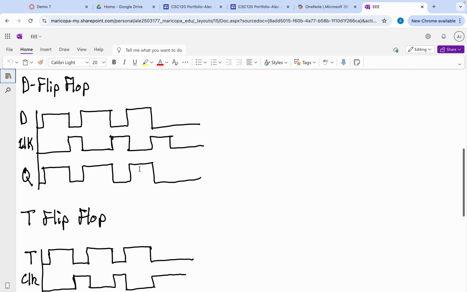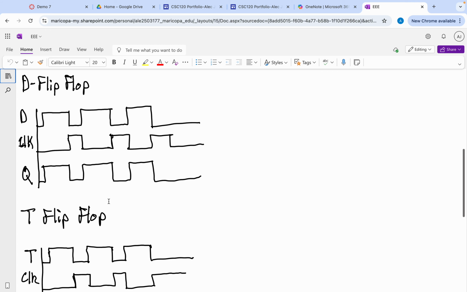For my Q output, it follows D at the rising edge of the clock. Between clock edges, Q holds its last value. You'll notice that Q changes only when the clock rises, and it takes on the value of D at that moment. So it rises right here, the value of D is low, the value of Q is low. Right here, it rises, the value of D is low, the value of Q is low.